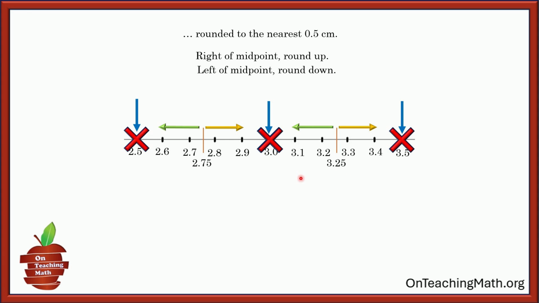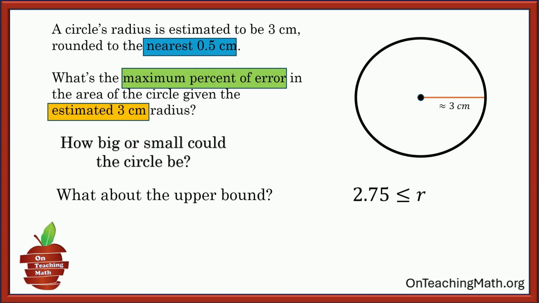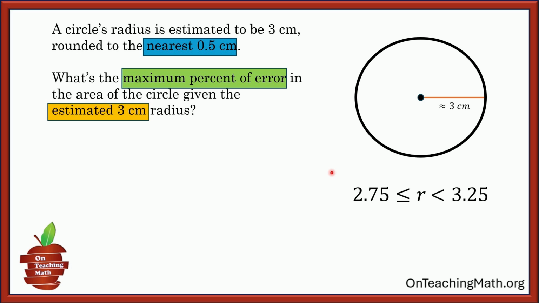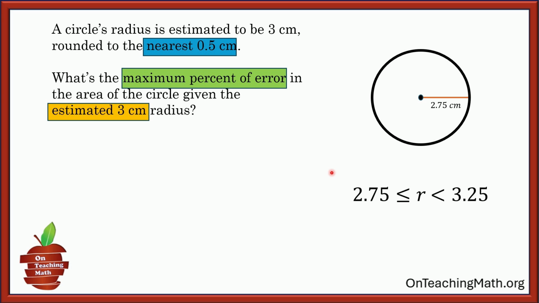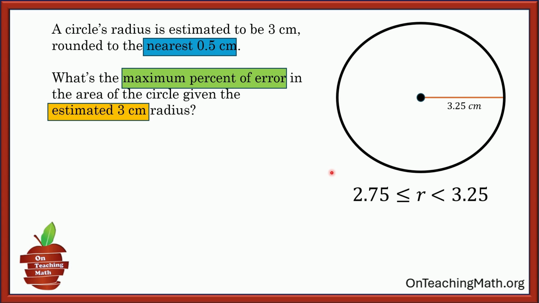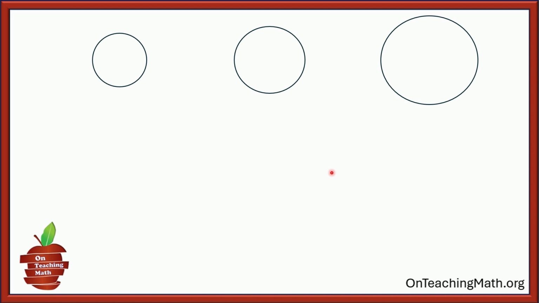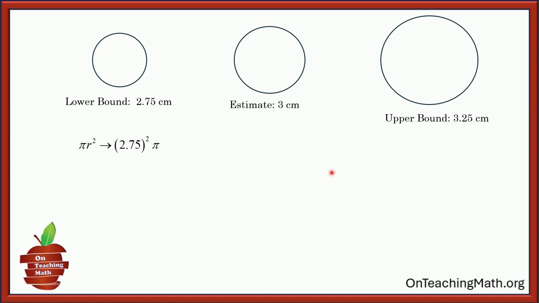Lower bound over here, upper bound over here. So we know that the lower bound is 2.75. We know the upper bound is 3.25. So that's how our circles work: anywhere from 2 3/4 of a centimeter of a radius up to 3 1/4 centimeters radius. So we have our 3 circles look like this, right? All right. So lower bound, the estimate, the upper bound, pi r squared, that's the formula for the area, right?